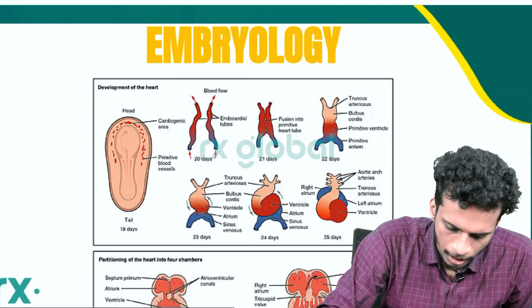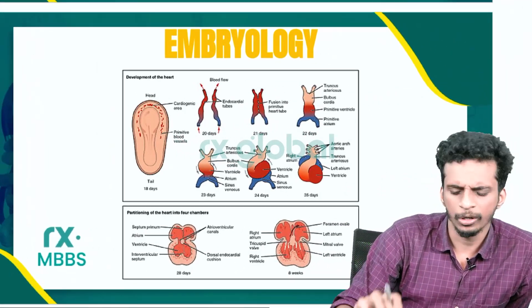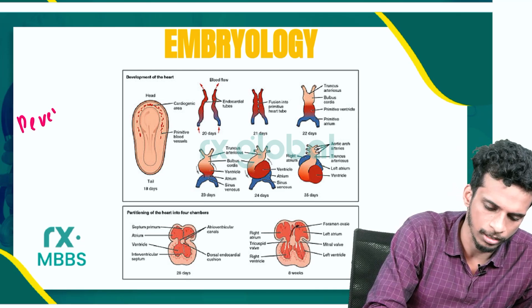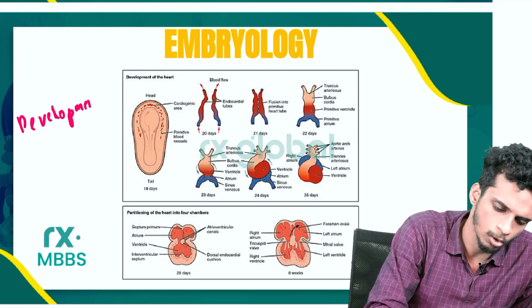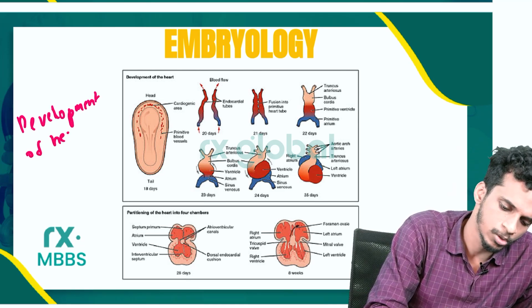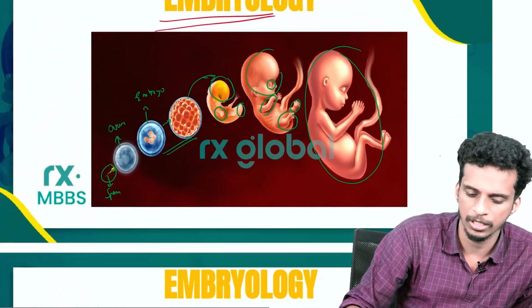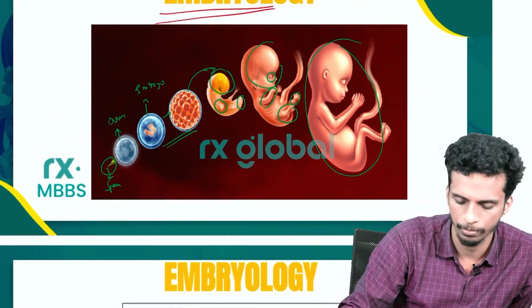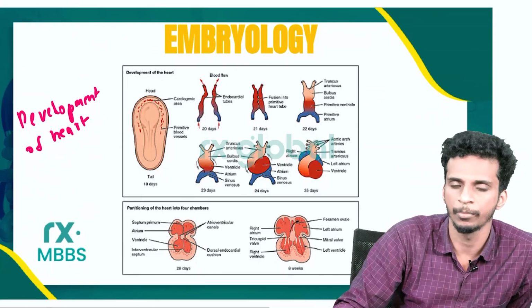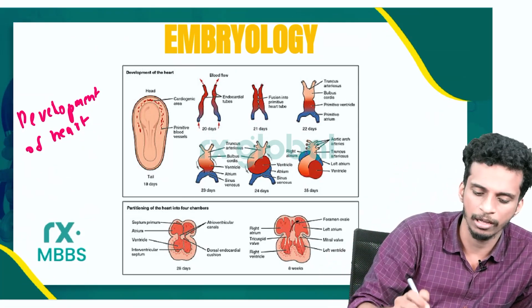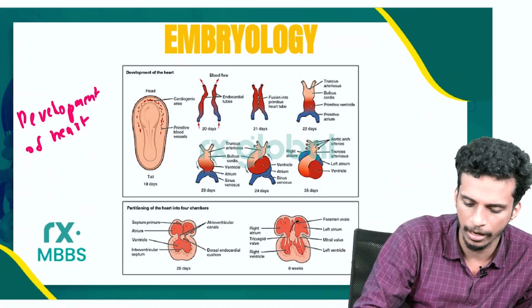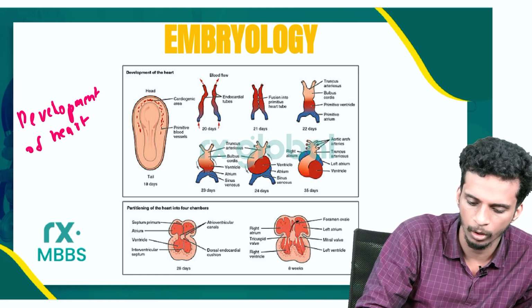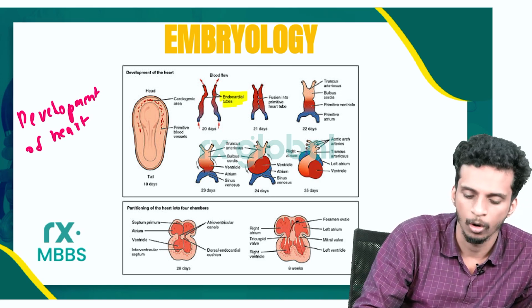Now I just want to show you a figure. This is actually the development of the heart. So what is embryology? I have shown you in the earlier figure that the sperm and ovum fertilize to form a proper baby. That is embryology. Now for each structure there is embryology. For the heart, you can see that there are two heart tubes here, which we call the endocardial tubes.